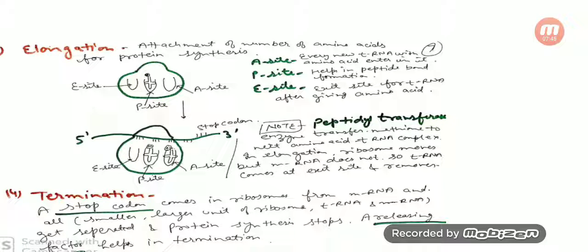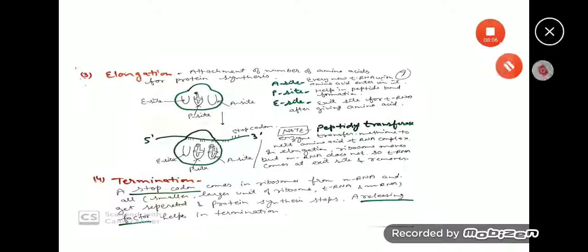In protein synthesis, there is movement of only the ribosomes, not the mRNA. So as the ribosome moves and as there is appearance of a stop codon on mRNA, there will be stoppage of protein synthesis. So this was all about protein synthesis.